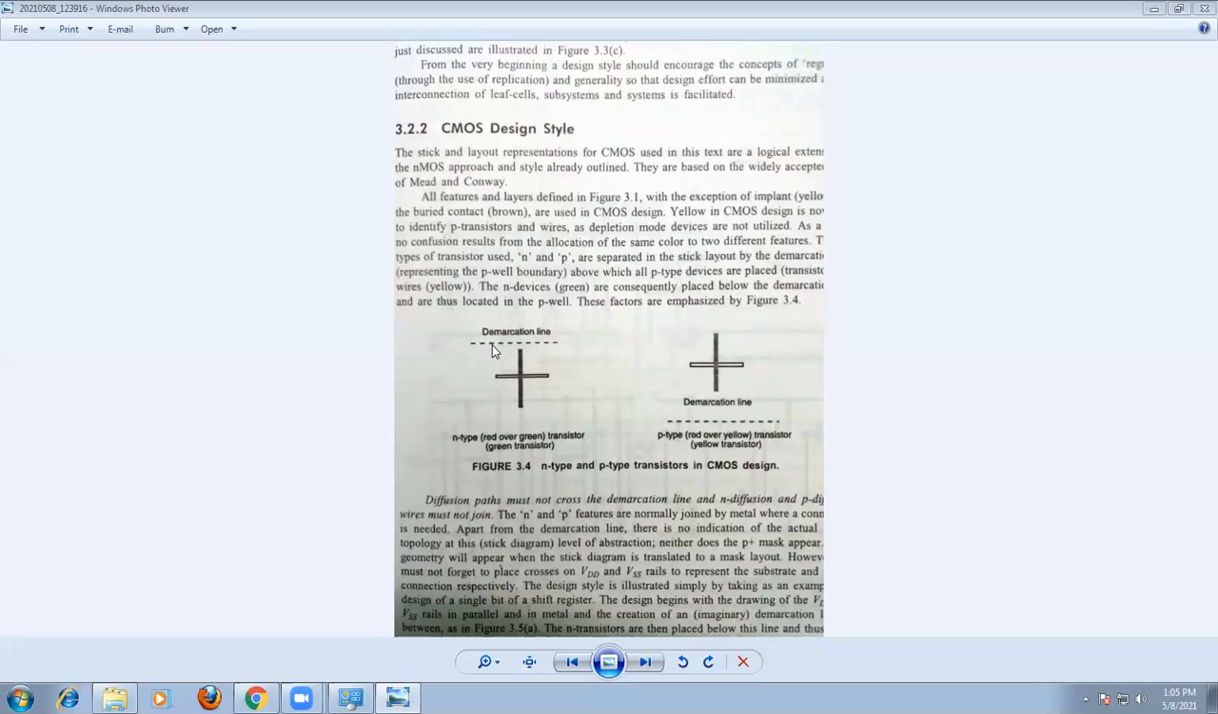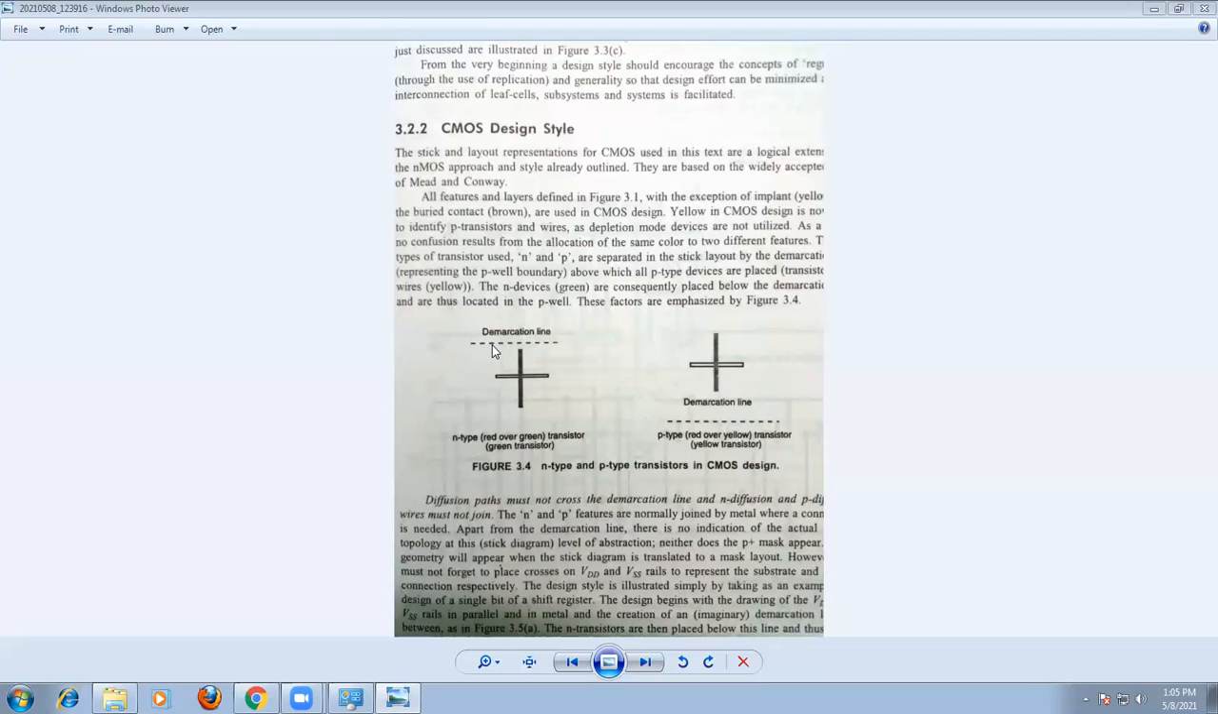CMOS design style. So what are the rules here? In the CMOS design style, brown color is used to identify the demarcation line, yellow color is used to identify the P-channel FETs, and green color is used to identify N-channel FETs. The remaining everything will be similar to your NMOS design style, such as the contact cut and other things.